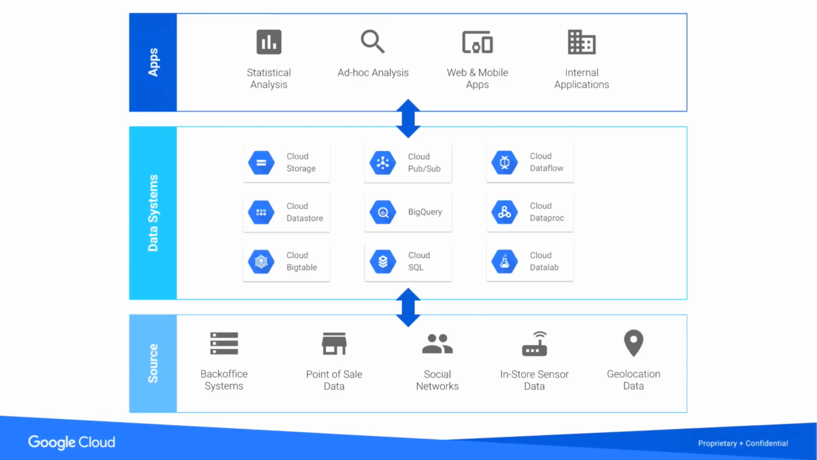So this is your middle bit. These are your data systems. And at the bottom, we have source data. This is where your data comes from. So this might be back office systems on premise or in different stores. It might be the point of sale data. It might be social network data that you've collected from external sources. It might be lots and lots of different things.